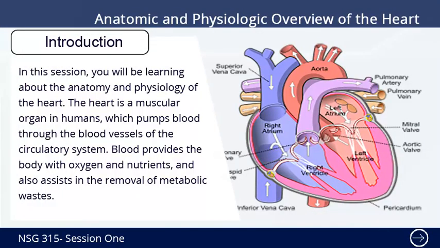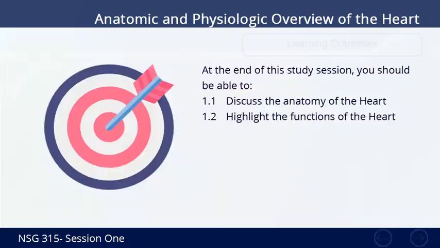Introduction. In this study session, you will be learning about the anatomy and physiology of the heart. The heart is a muscular organ in humans which pumps blood through the blood vessels of the circulatory system. Blood provides the body with oxygen and nutrients and also assists in the removal of metabolic waste.